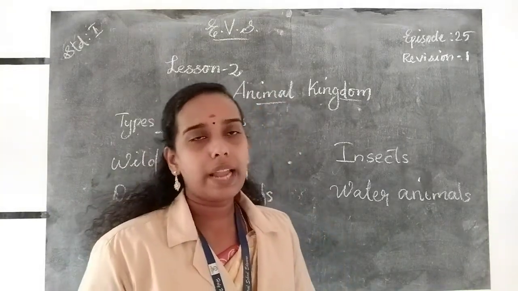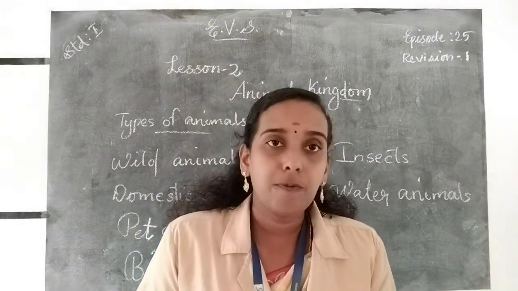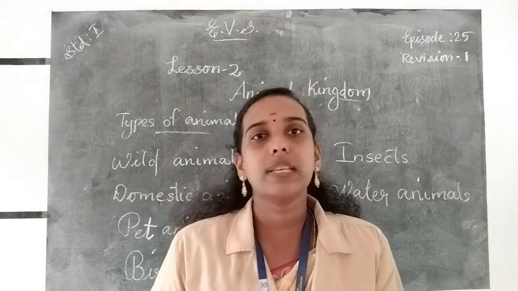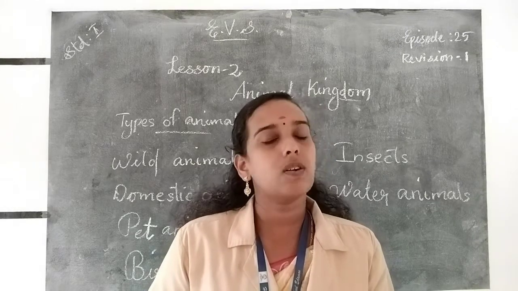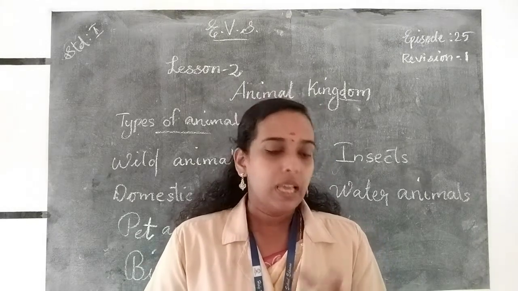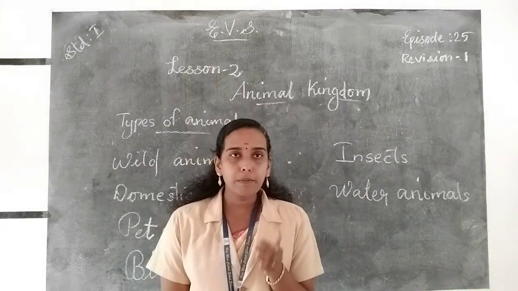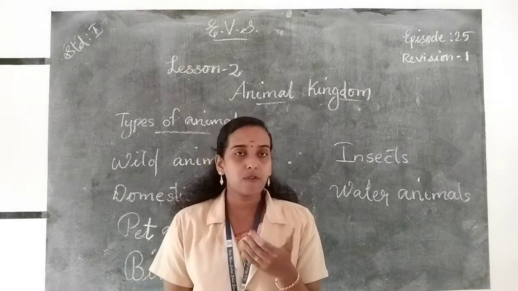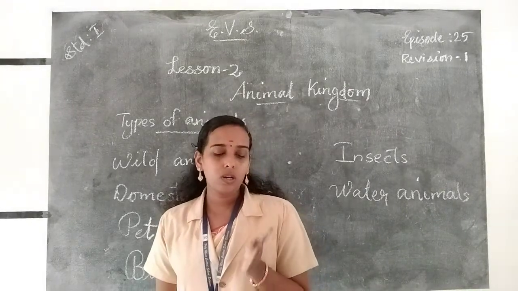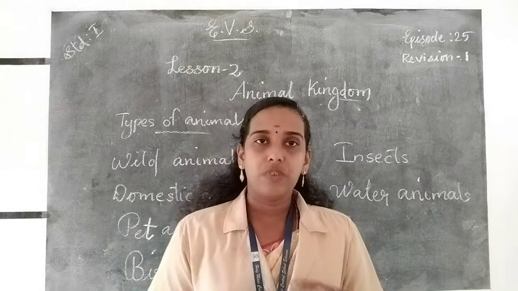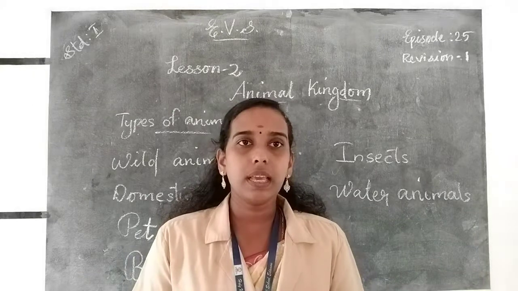So what do you mean by wild animals? Some animals that live in forests are called wild animals. For example, lion, tiger, elephant, etc. They live in forests, so they are called wild animals. Then domestic animals. Domestic animals means the animals that are tamed by us for doing our work and for giving us food. For example, cow, goat, horse, sheep, etc. We get food from some animals and they are called domestic animals.